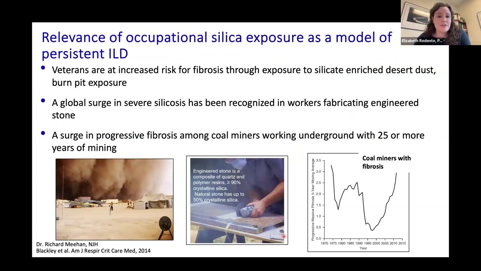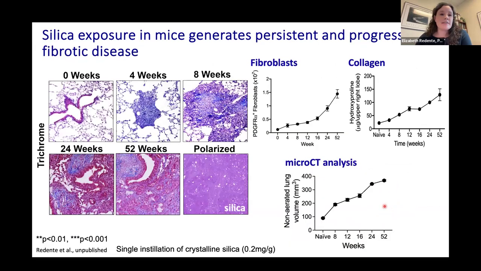And there's also been a surge in progressive fibrosis among coal miners who have more than 25 years of mining. And I'd like to call your attention to this graph on the bottom right, where from 2000 here, we can see this increased prevalence of fibrosis associated with coal mining. So this is really a big concern and an area of patient care that we need to be thinking about. So we can mimic this quite well in our animal models.